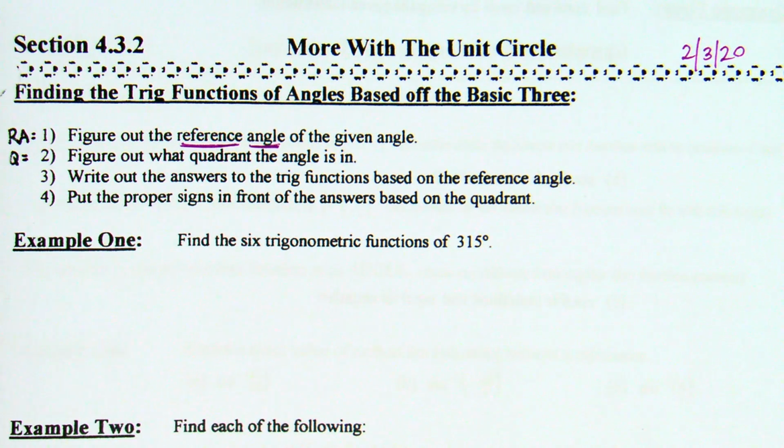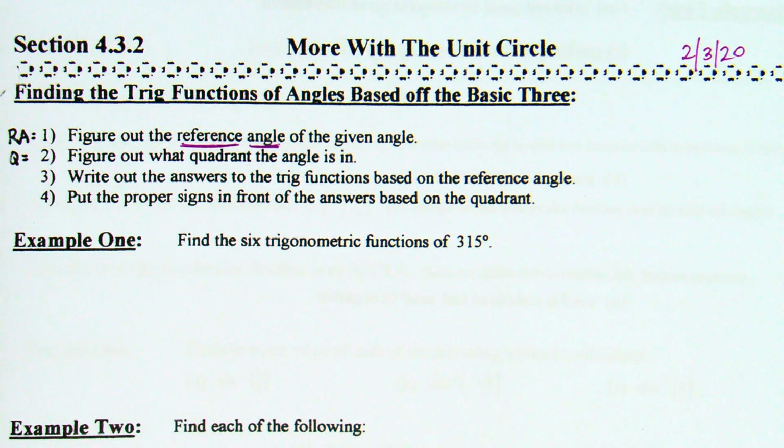Step 3 is write out the answers to the trig function based on the reference angle. So if it's sine of, I came up with a random number I'm not necessarily using, if it's sine of 330 degrees, well, is that on our chart? 330 degrees is not on our big 3 chart, is it? But it's going to have a reference angle there. And so we'll write out the answers based on, if our reference angle is 30, we'll write out those answers.